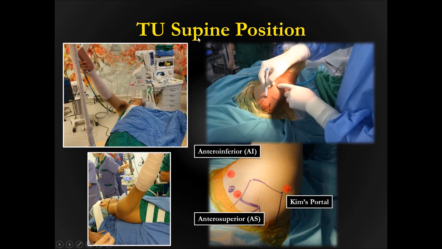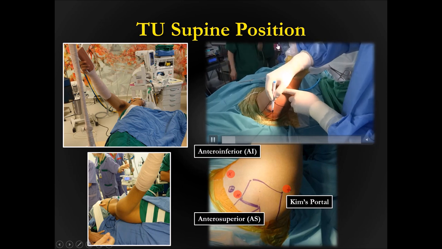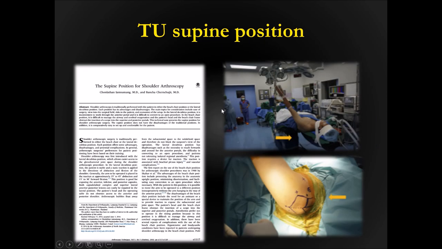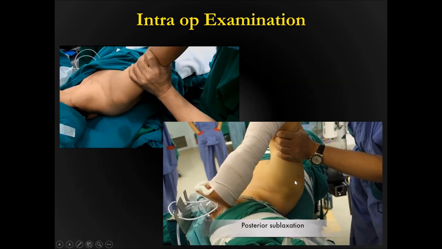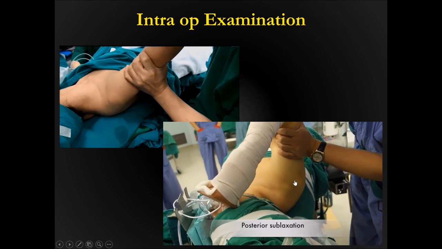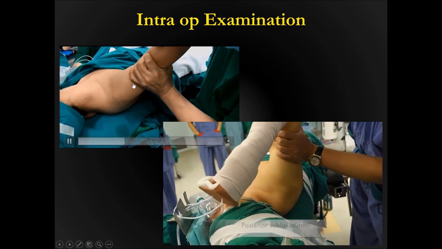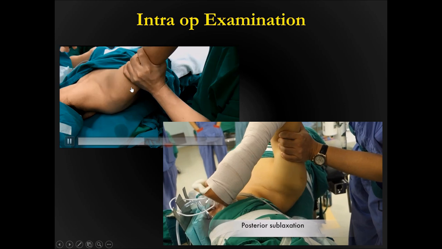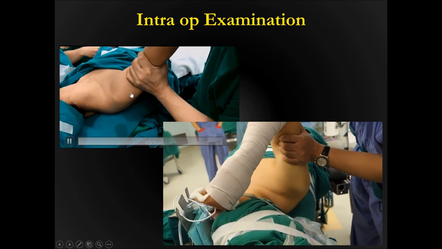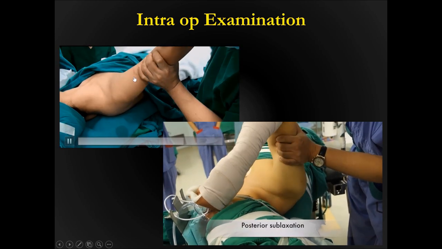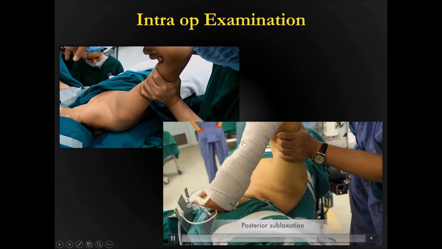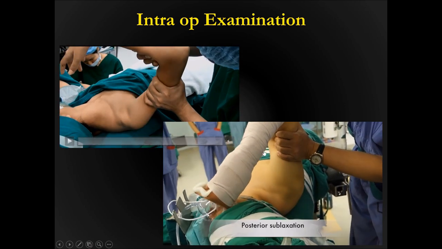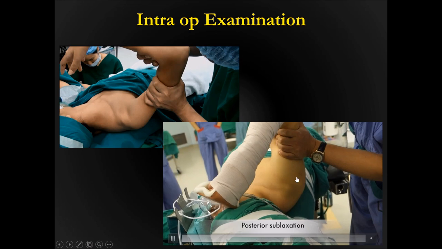This is the TU supine position we published in an international journal. This is a very special position for Thammasat. It's simple, and very easy to do the operation. So before surgery, you need to check the stability of the joint. Check that the shoulder moves anteriorly and posteriorly. This patient has posterior dislocation. This patient has anterior dislocation.